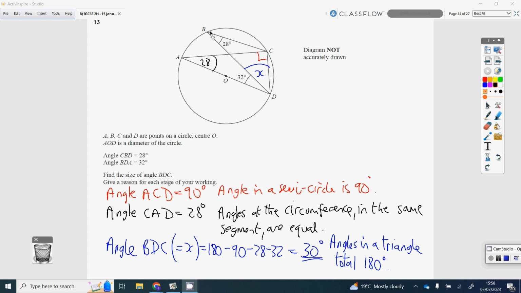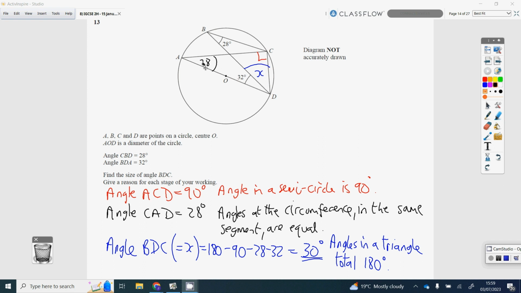So C to B to D is 28. So also C to A to D will also be 28. And the circle theory there is the angles at the circumference are the same. They're equal, but you do have to add in the same segment. So it only works if you're bouncing off in this direction, not if you were going into this tiny little segment here. So angles at the circumference in the same segment are equal.